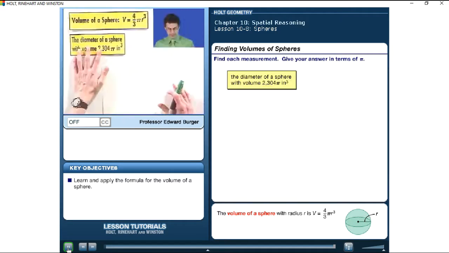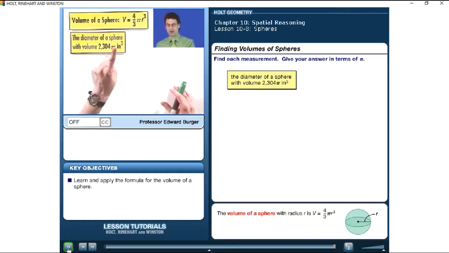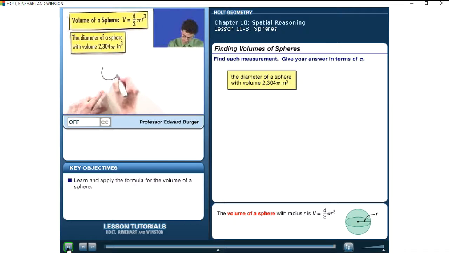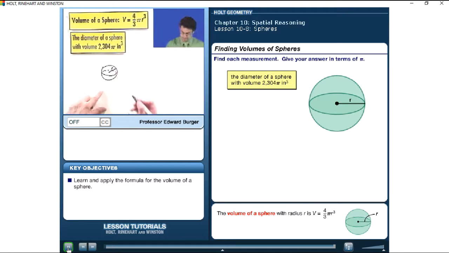Now, this is a funny question. Let's find the diameter of a sphere whose volume is 2,304 pi. Now, how in the world are we going to do this? Well, the first thing I would do, honestly, is draw a picture. You're doing geometry, it's always good to draw a picture, even if it's a bad picture. In fact, I'm going to deliberately make this picture bad, just to show you it doesn't matter. It's just to give us something to intellectually hang our hat on.